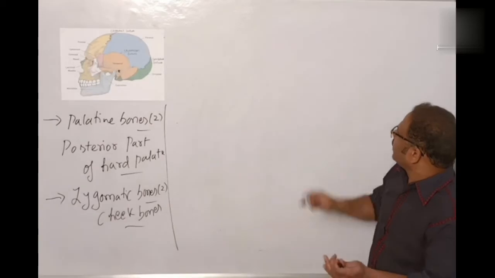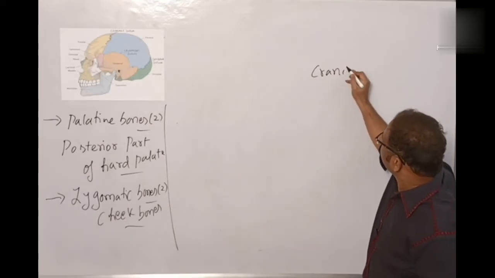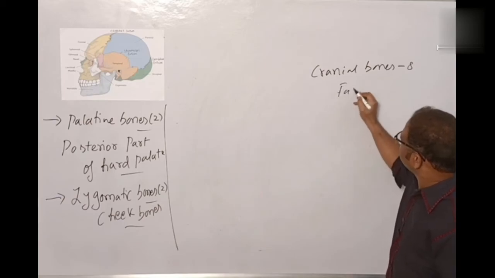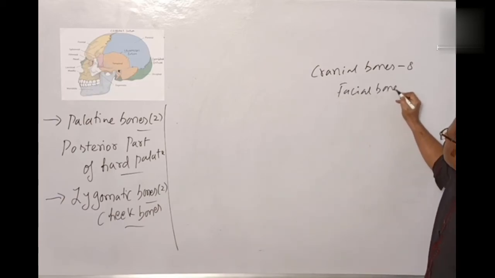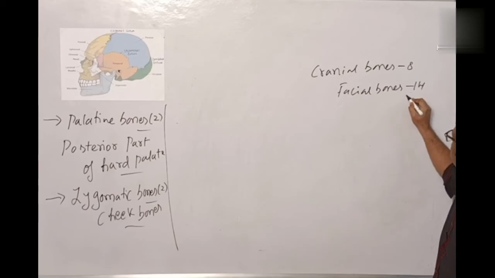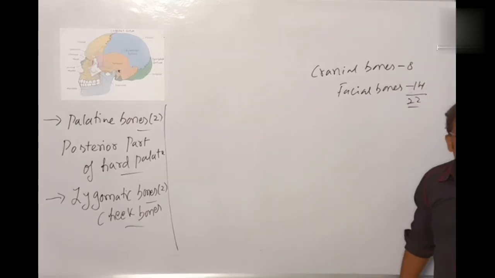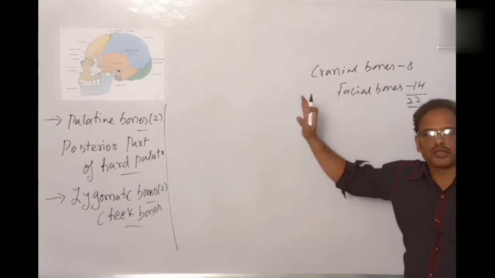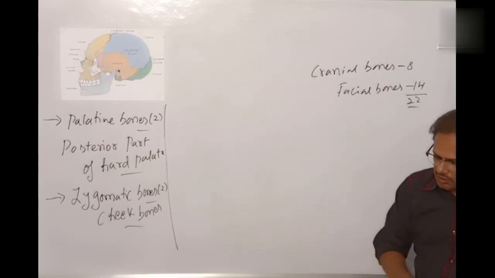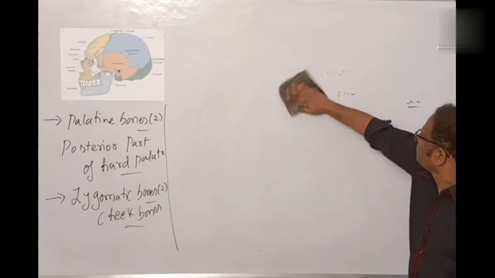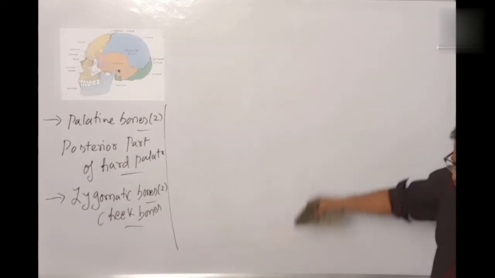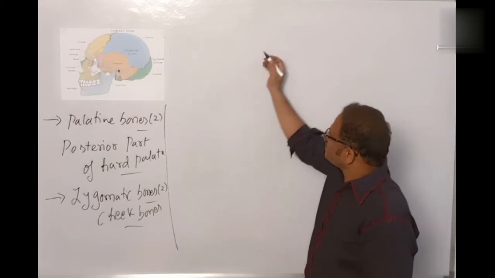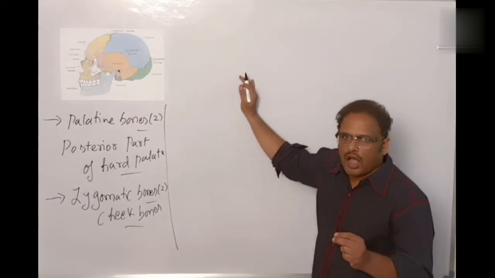So till now cranial bones, 8 in number, facial bones, 14 in number. So totally 22 bones. But some sources include the ear ossicles and hyoid bone also under the skull bones. That's why I intend to explain these bones as well here. Okay, students. If you include this hyoid and ear ossicles, it makes 29. Till now we got 22. And what about the 7?